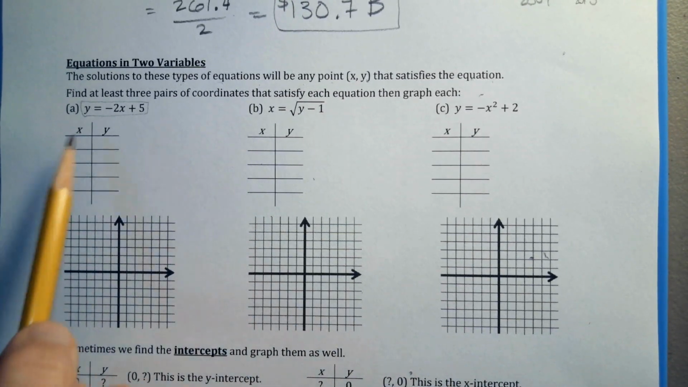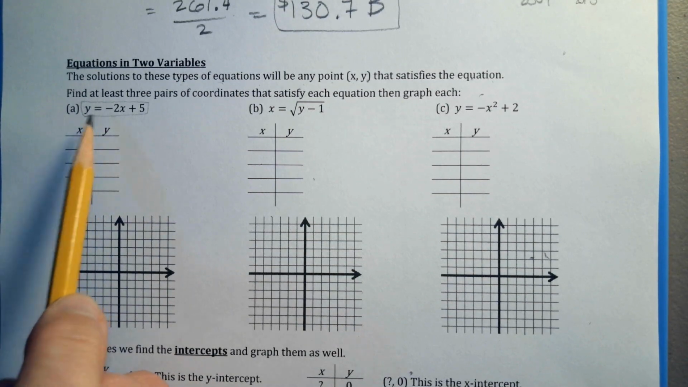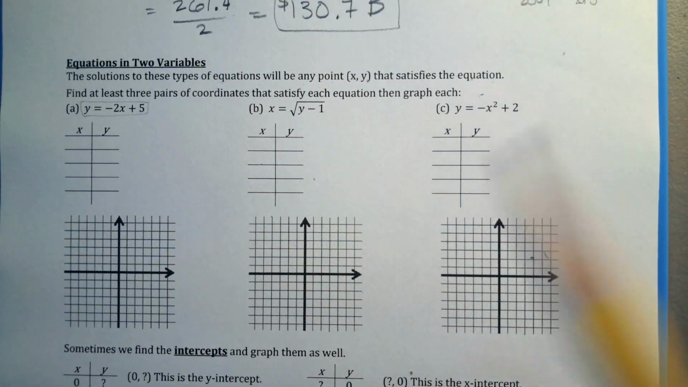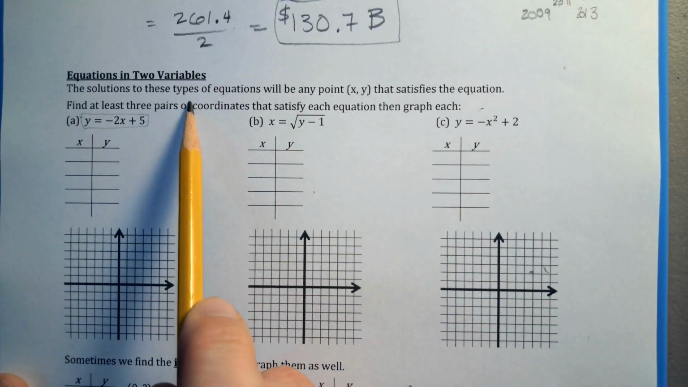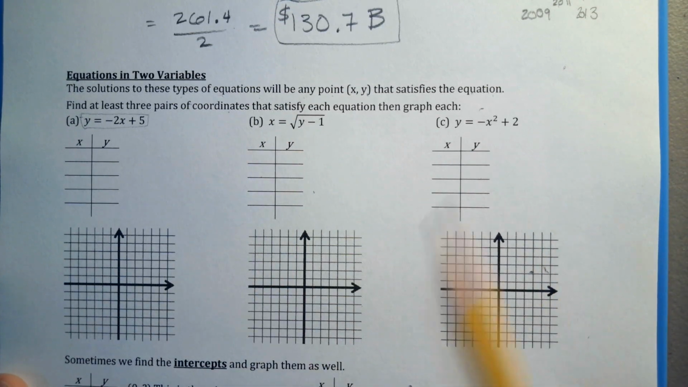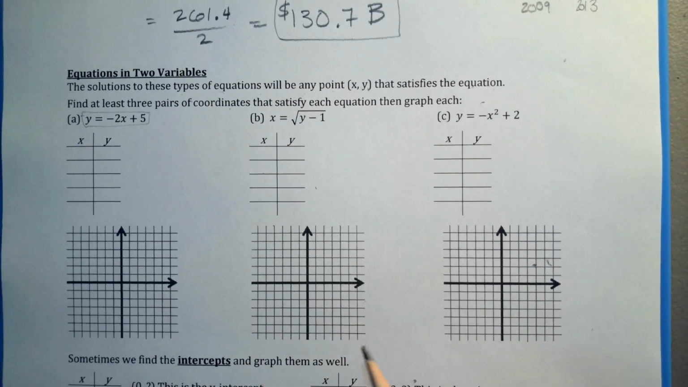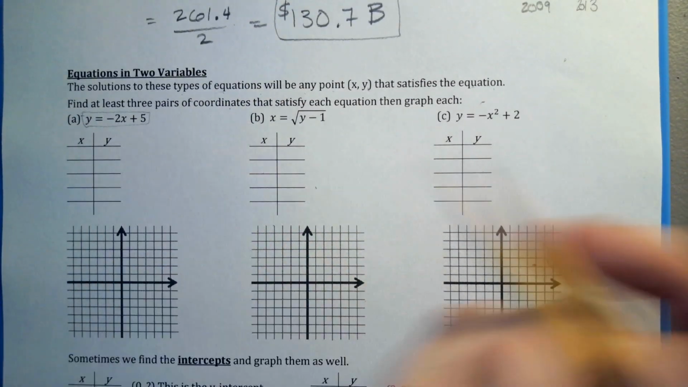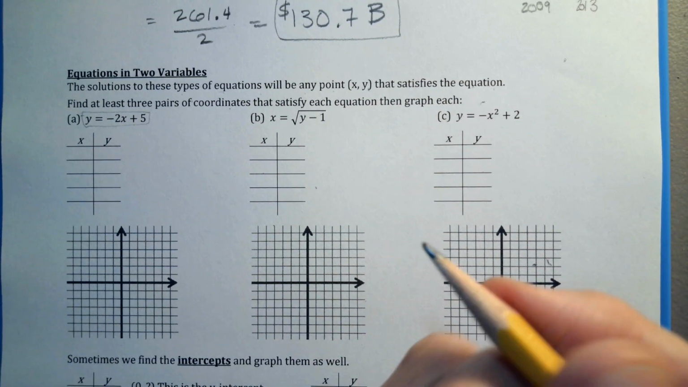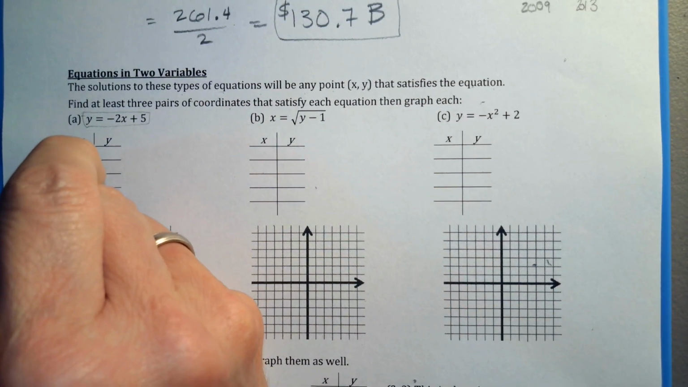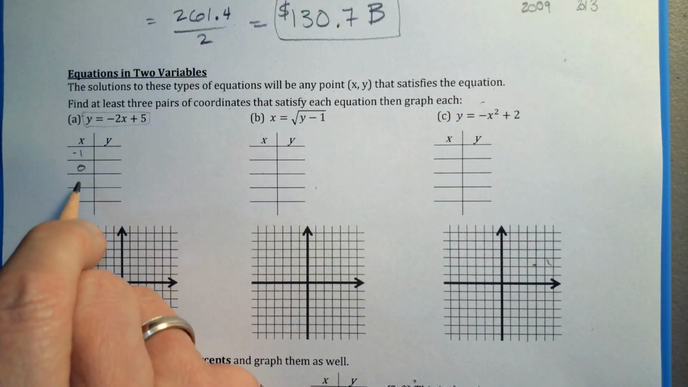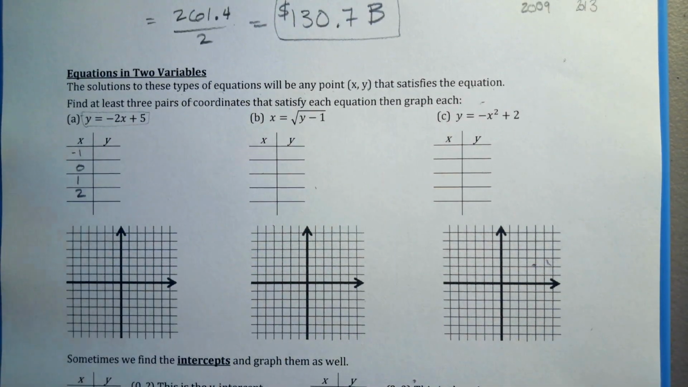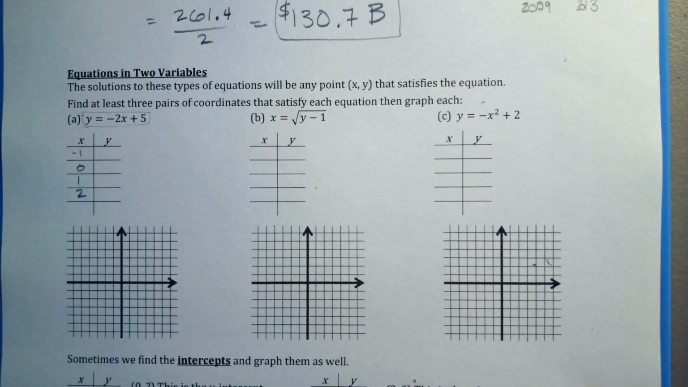Here, though, the solution to this is just going to be the graph, like a line or a curve of some sort. And so we want to find at least 3 pairs of coordinates that will help us graph this. And so I've given you a table. Probably, what's good is if you just pick some x values. So let's try -1, 0, 1, and 2. I know that's 4, but it says at least 3.